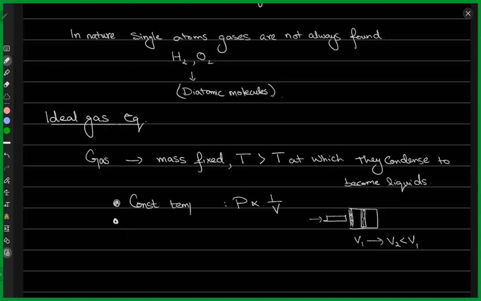Because at constant pressure, the volume is proportional to the change in temperature. So when I'm applying constant pressure, then the volume would be directly proportional to the temperature. So if I increase the temperature while keeping a constant fixed pressure, then the volume is going to increase.